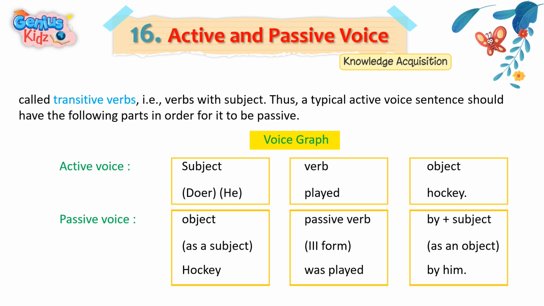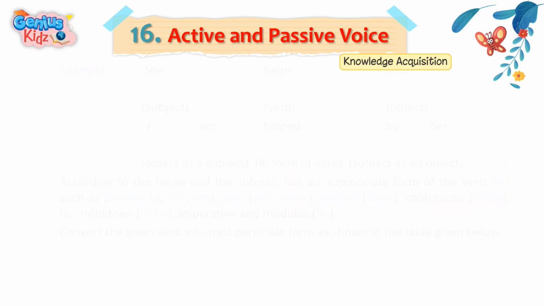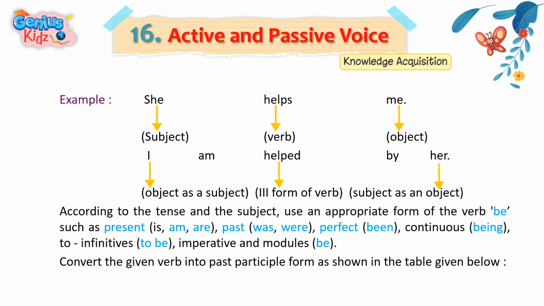Active voice: subject, doer, he or she; verb, played; object, hockey. Passive voice: object as a subject, hockey; passive verb, third form, was played; by plus subject as an object, by him. Example: She, subject, helped, verb, third form of verb, me, object, by her, subject as an object.